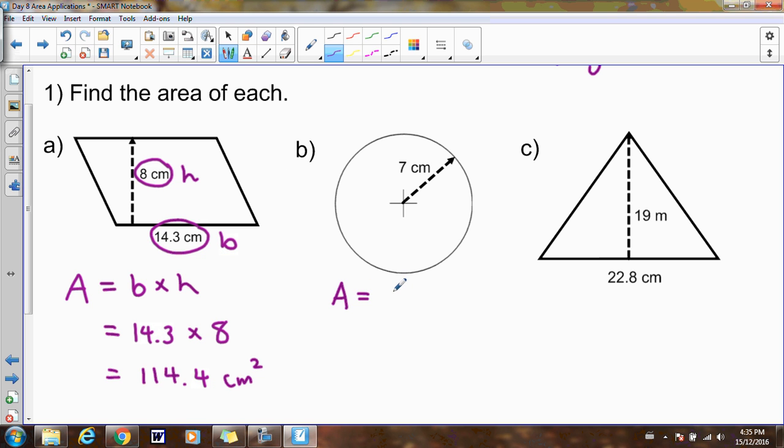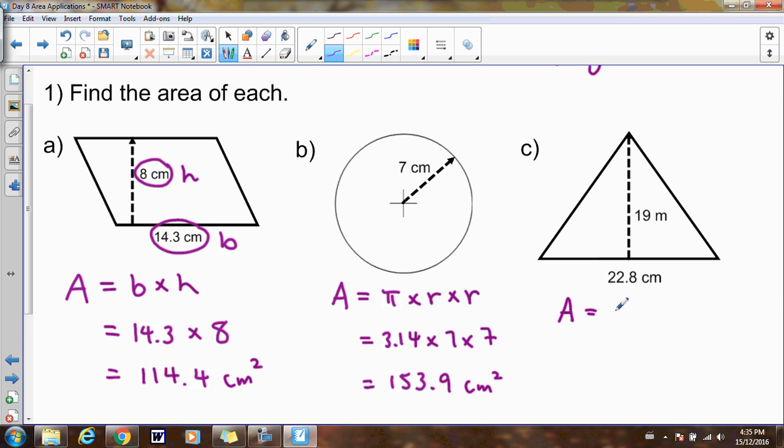Remember, the area of a circle is pi multiplied by the radius multiplied by the radius again. Pi, remember, is 3.14 multiplied by the radius, which is 7 here. So we can multiply by 7 twice. 153.9 centimeters squared. The last one here is a triangle.